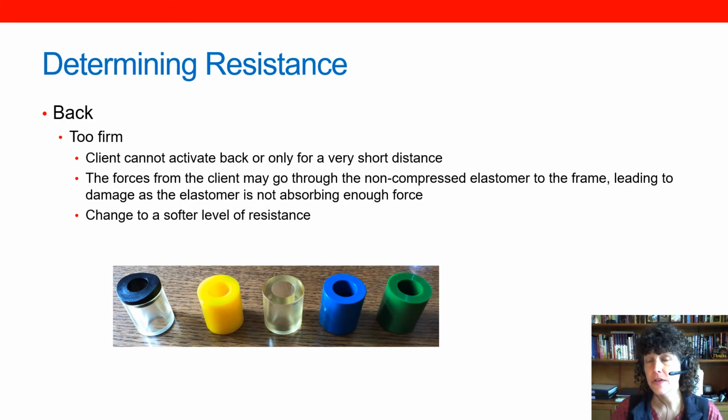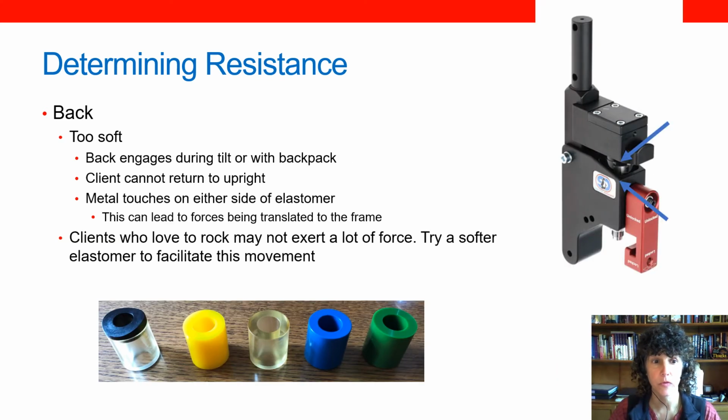So if this elastomer is so firm for that individual that they cannot compress it, the forces could be translated through the dynamic component and still lead to damage to the frame. So it's important to make sure this can move. So what do we do? Well, we change to the next softest level of resistance and see if that corrects the problem.